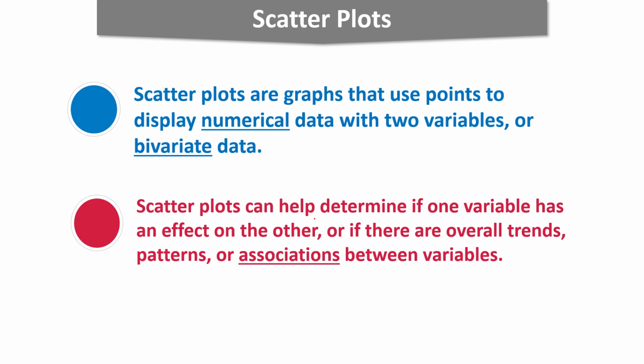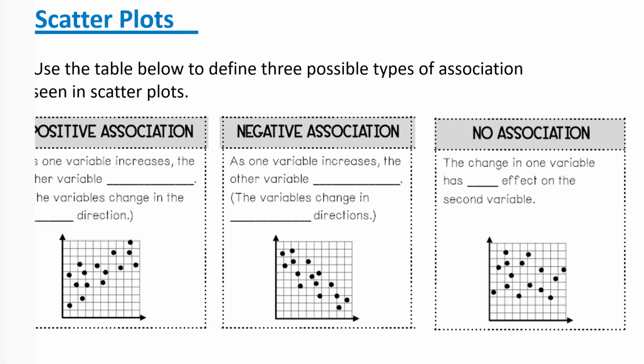Scatter plots can help determine if one variable has an effect on the other, or if there are overall trends, patterns, or associations between variables. So we're going to use our scatter plots to try to analyze what's happening in our data, what type of trends are going on. All right, so here's the first type of association we're going to look at. We're going to have either positive, negative, or no association. For positive, as one variable increases, the other variable also increases.